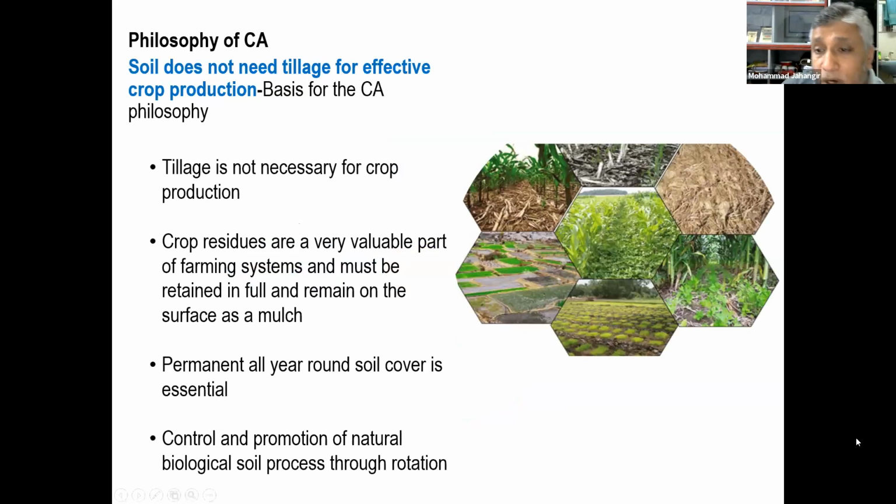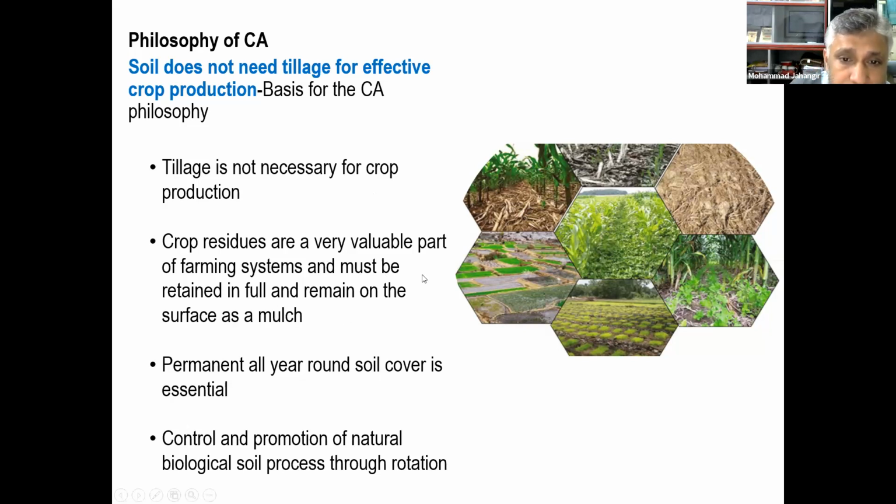There are examples that always leave crop residues on the surface. That means it prevents soil erosion. It prevents moisture loss, so it conserves more moisture, it protects soil from erosion, and it certainly adds organic matter because these residues have 30 to 40% organic matter. Tillage is not necessary for crop production. Some 20 years back, people thought tillage was very important, but now it is evident that tillage is not always important, though for some crops it is definitely important.